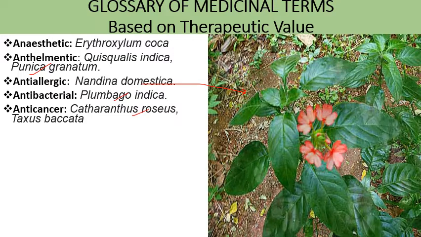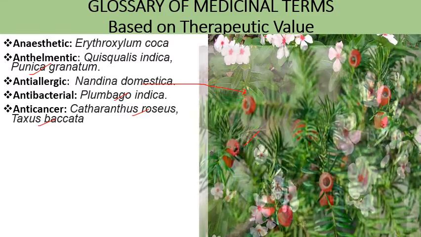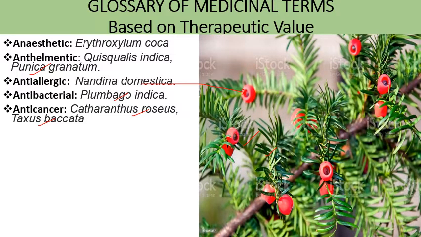The next anti-cancer, so medicines which are used to treat cancer, like we have Catharanthus roseus, or also known as Vinca rosea, then Taxus baccata. This is the photograph of Vinca rosea or Catharanthus roseus, commonly known as Sadabahar. The next we have Taxus baccata. So it contains a chemical known as Taxol, which has anti-cancerous properties.